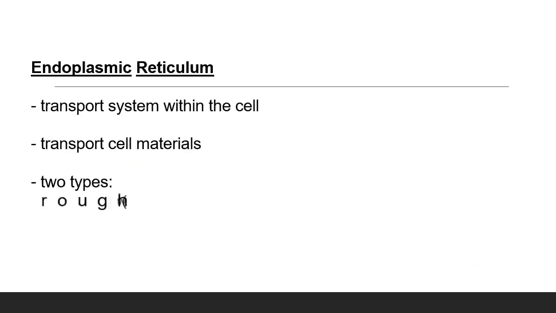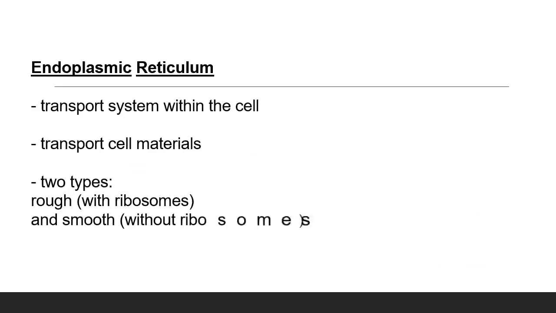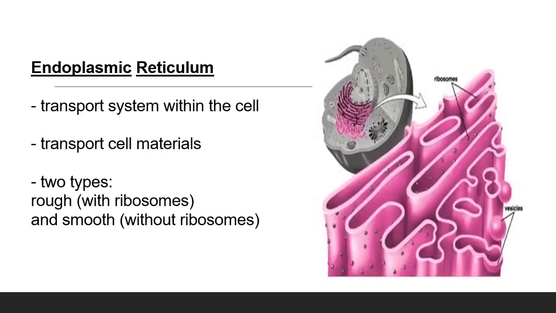We have the endoplasmic reticulum. The endoplasmic reticulum serves as the messenger or transport system within the cell. There are two types of endoplasmic reticulum. We have the rough endoplasmic reticulum or RER and the smooth endoplasmic reticulum or the SER.